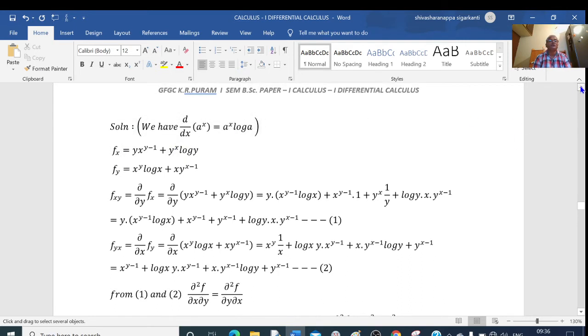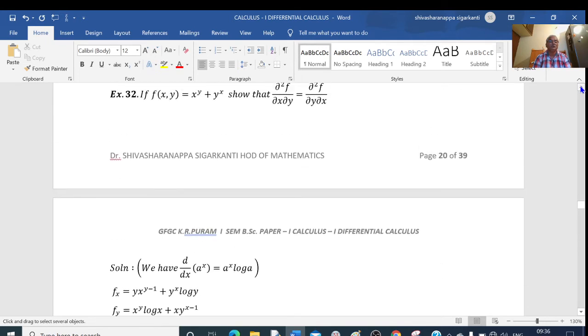Now here, what is my f here? F is equal to x to the power of y plus y to the power of x. First I will find out fx. That is differentiation with respect to x, treating y as constant. So here y is a constant quantity, right? Then what is the differentiation of x raised to n?